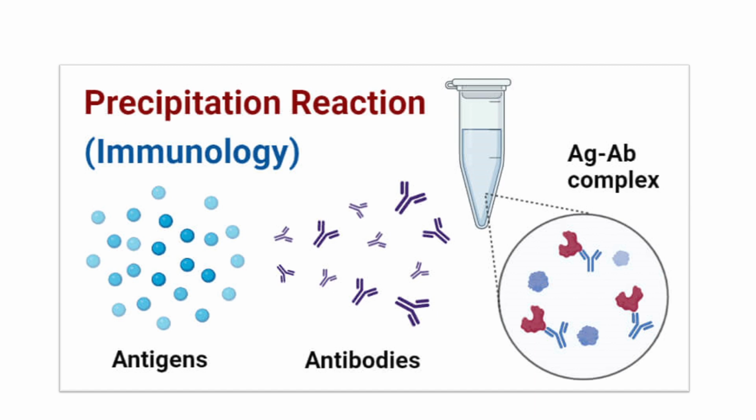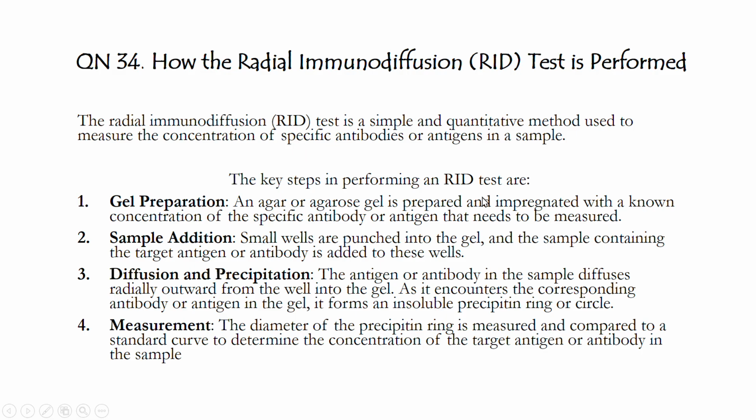This diagram shows how the antigen interacts with the antibody to form an antigen-antibody complex. The next question was all about how the RID test is performed. This test is done to measure the concentration of a specific antigen or antibody in the sample for the purpose of diagnosis.